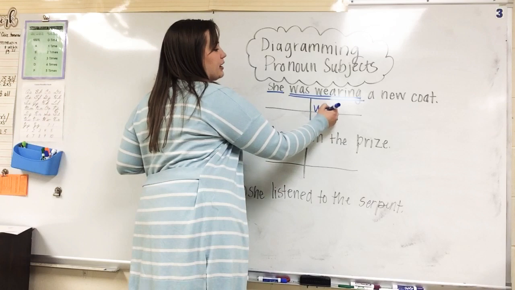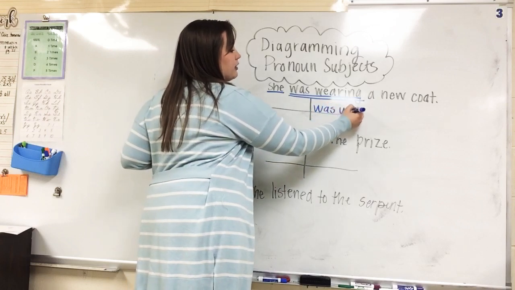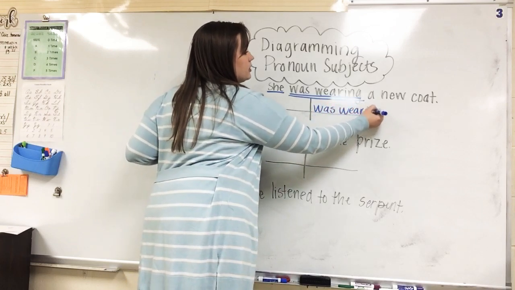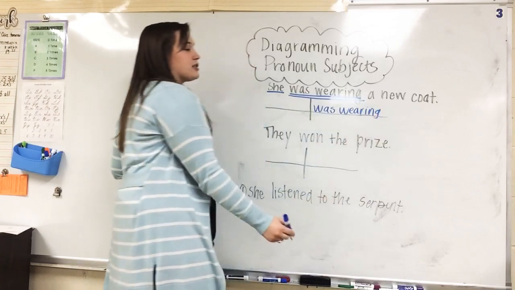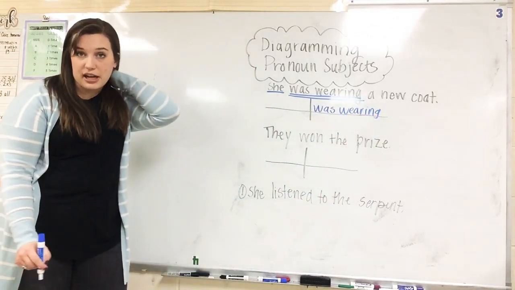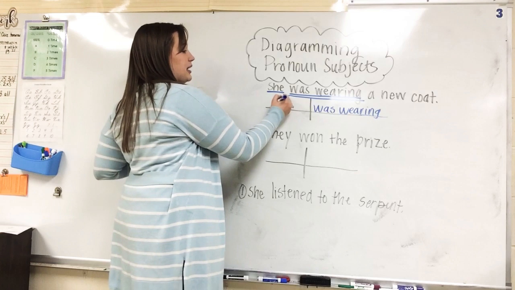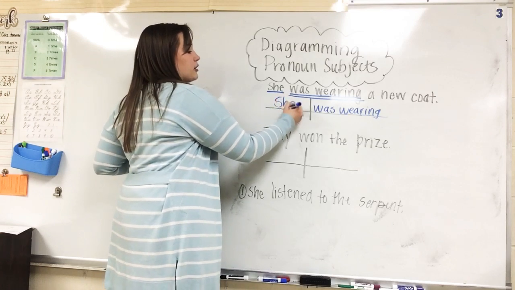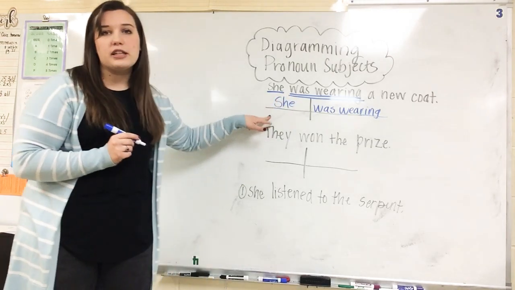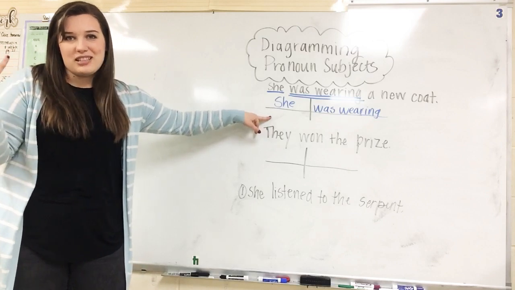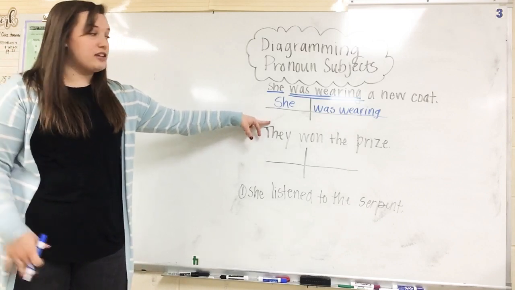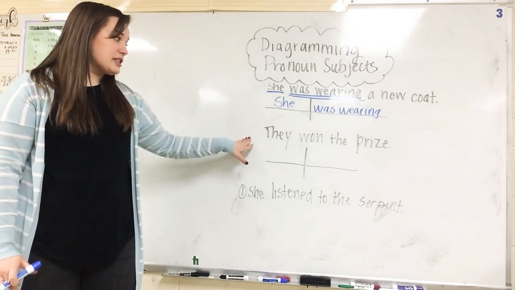On the right side of the divided line, I need to extend that a little bit, we put was wearing. And then what is our subject? She. So instead of putting Sally was wearing, you're going to write she was wearing. It's really simple. It's just like diagramming your simple subjects and verbs. Okay, let's go down and do another example.